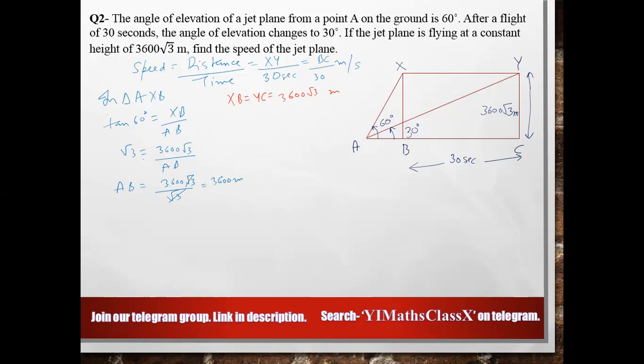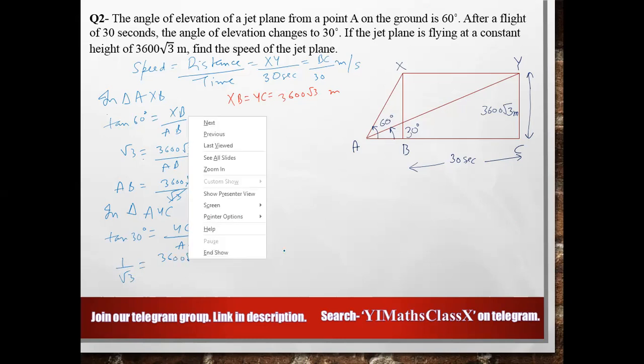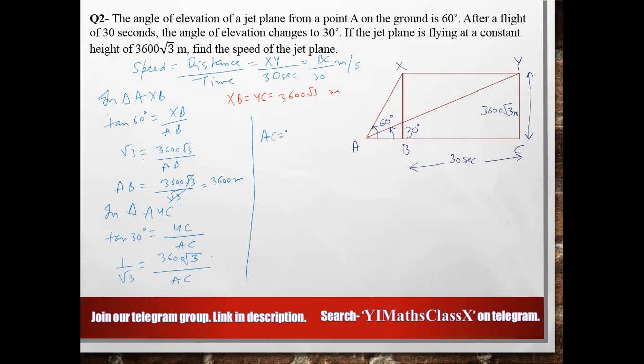All right, I hope you have understood up to here. Then I'll take another triangle. What is the other triangle? AYC. In this triangle we will again use tan 30 degrees, which will be YC upon AC. Tan 30 degrees is 1 upon root 3, and YC is again 3600 root 3 upon, I need to calculate AC. So what will be my AC? The value of AC will be 3600 root 3 multiplied by root 3. That means I have to do 3 times, it will be 10800 meters, AC.